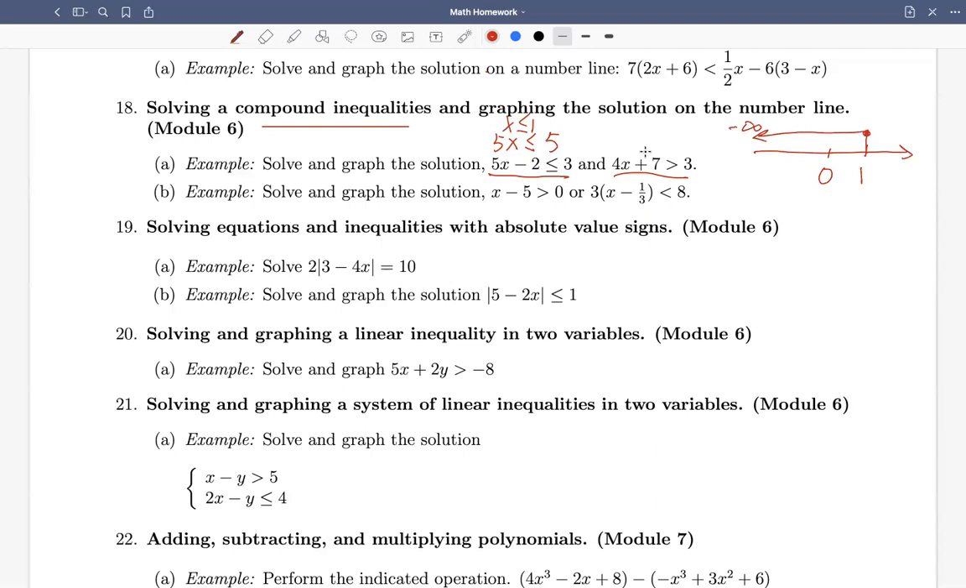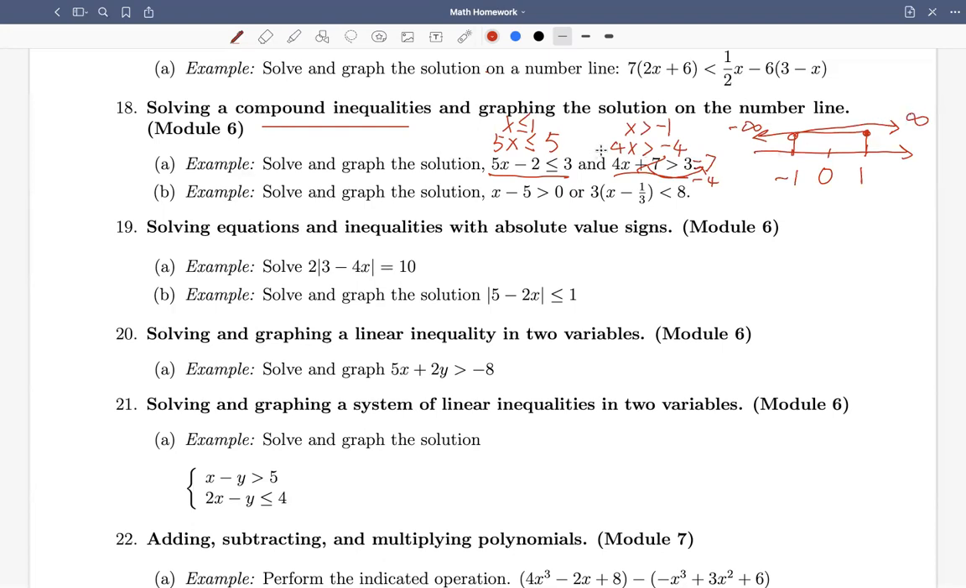For the second inequality, we do the same thing. We move +7 to the other side, it becomes -7. So 3 minus 7, that's -4. 4x greater than -4. We divide by 4 on both sides, so x is greater than -1. Let's graph this one. -1 is here. So x is greater than -1, open circle, because there's no equal sign. But it goes the other way, because it's greater than, so it heads towards positive infinity.